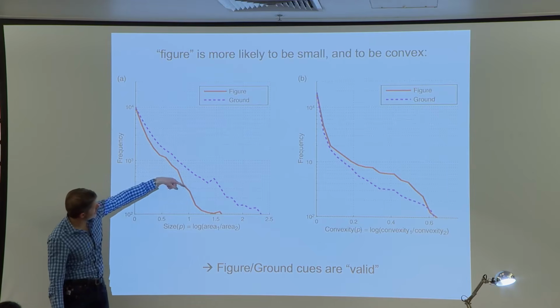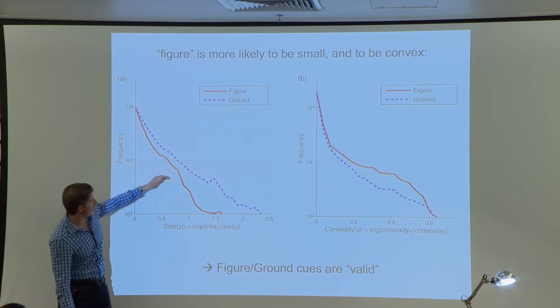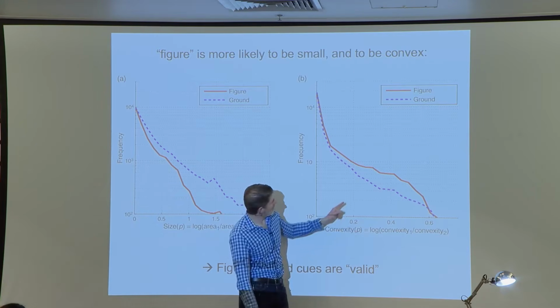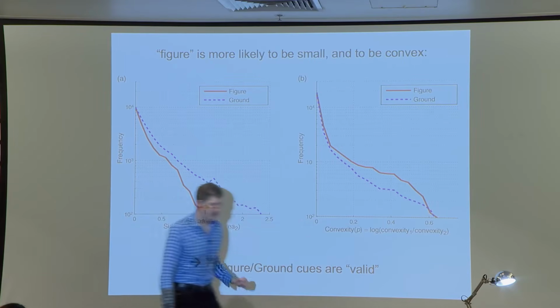And so the point is that for this size cue, the figure side of the figure tends to be smaller than the ground side of the figure. That's the red curve is kind of to the left of the blue curve. And for the convexity cue, the figure tends to be more convex than the ground side of the curve, right? So it's to the right.